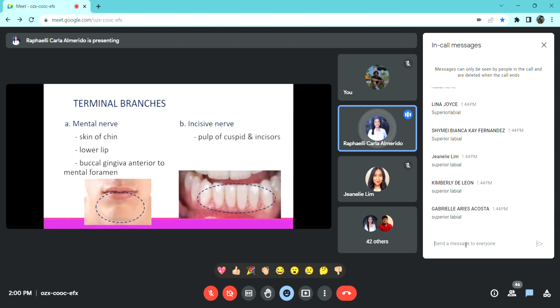So, aside from your anterior division, posterior division, your undivided nerves, we have your terminal branches. So we have the mental nerve, so it exits your mental foramen. So on the skull, if you remember, it's somewhere lateral to your premolar region. Okay, so that premolar region extends anteriorly, innervating the skin of the chin, your lower lip, as well as the buccal gingiva anterior to your mental foramen.